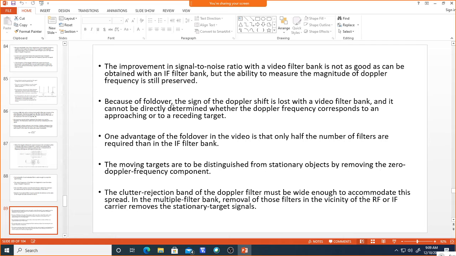Because this fold over occurs, the sign of the Doppler shift, whether it is plus or minus, meaning whether the target is approaching the receiver or going away from the receiver, that sign which we get from the echo signal will be lost with the video filter bank. But it can be determined directly whether it is approaching or receding by taking the echo signal properly, the frequency along with the phase and amplitude, and we can detect whether it is approaching or receding.